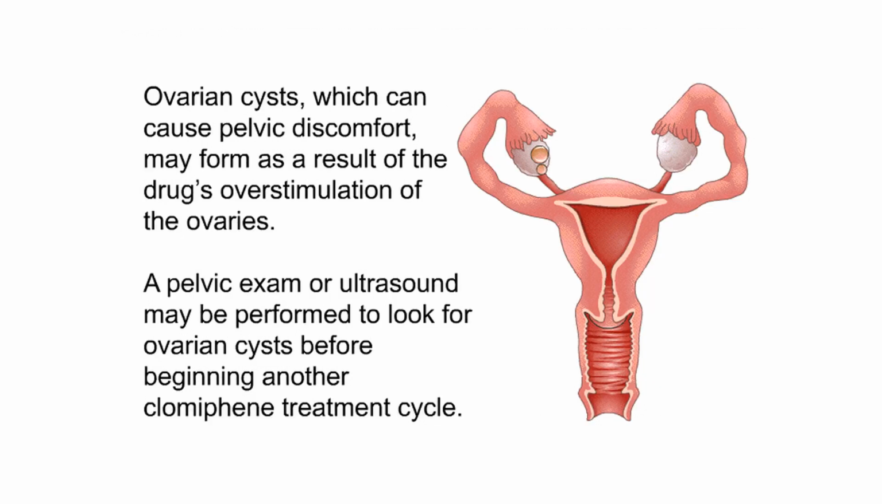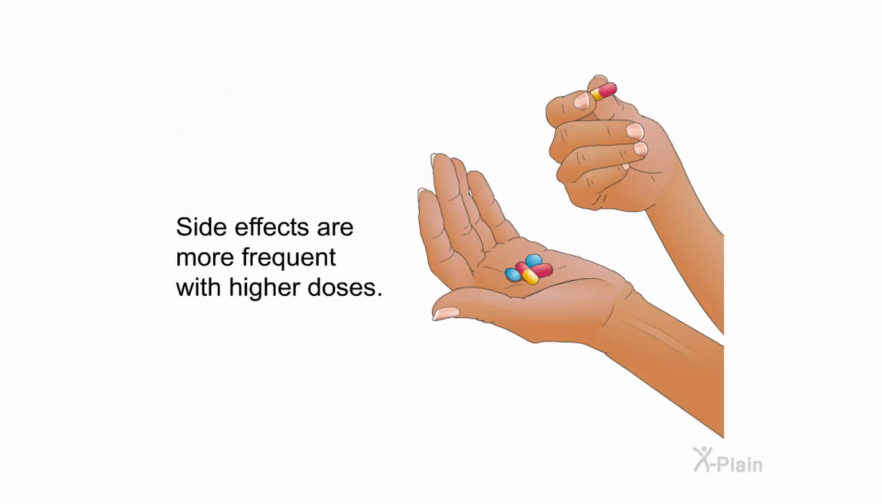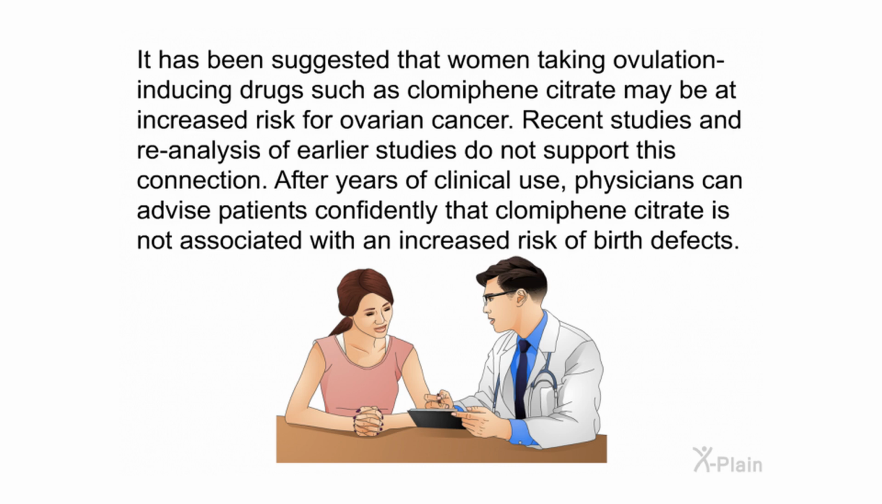Ovarian cysts, which can cause pelvic discomfort, may form as a result of the drug's overstimulation of the ovaries. A pelvic exam or ultrasound may be performed to look for ovarian cysts before beginning another clomiphene treatment cycle. Side effects are more frequent with higher doses.